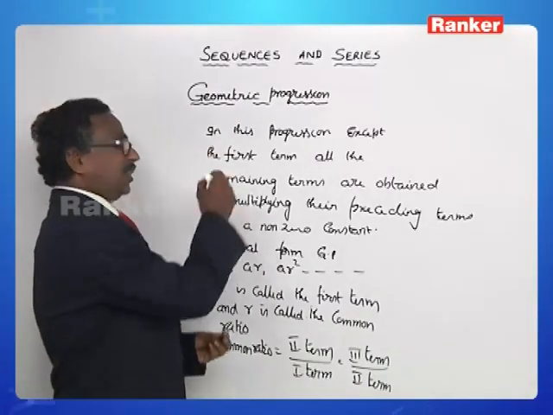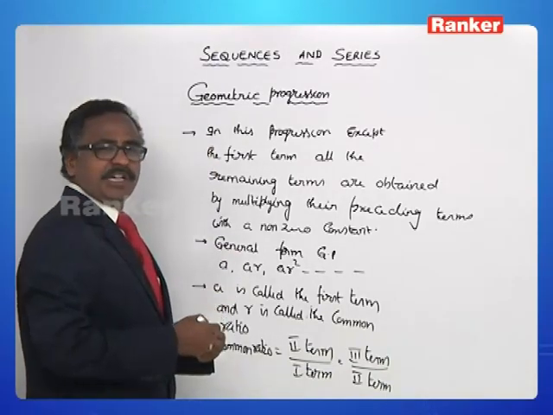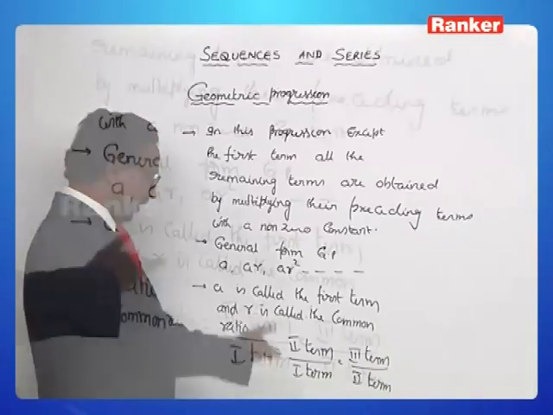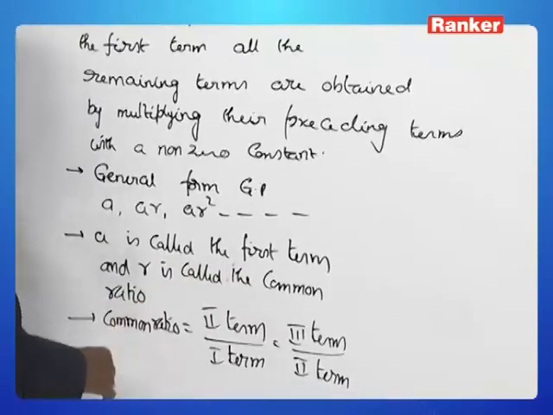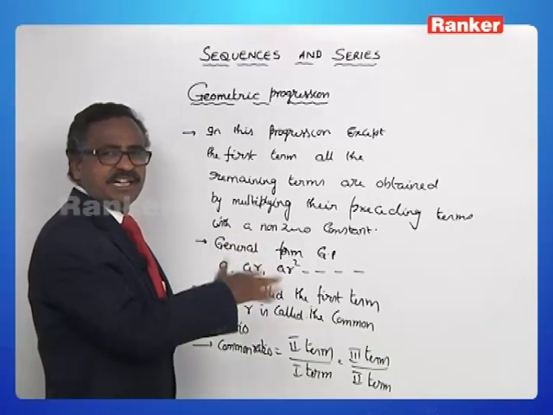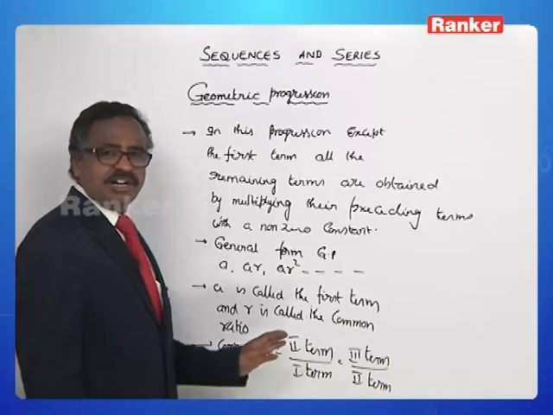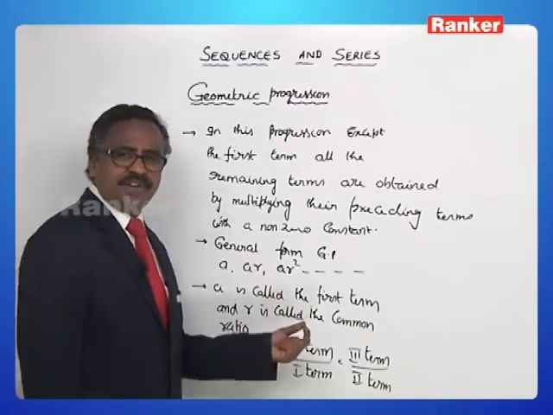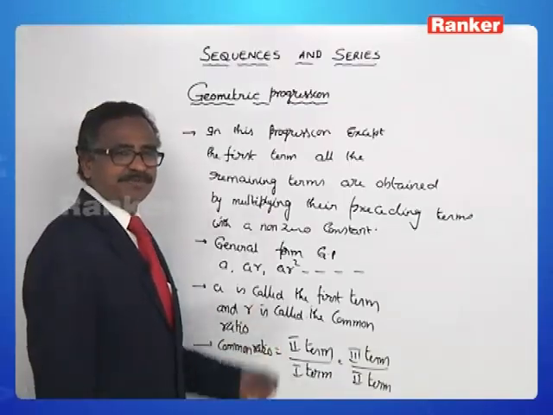The general form of geometric progression is given by A, AR, AR square, and so on up to AR to the power n minus 1, where A is called the first term and R is called the common ratio. To get the common ratio, we divide the second term by the first term, or the third term by the second term, and so on. That is why this is called the common ratio: the ratio of two consecutive terms is common.